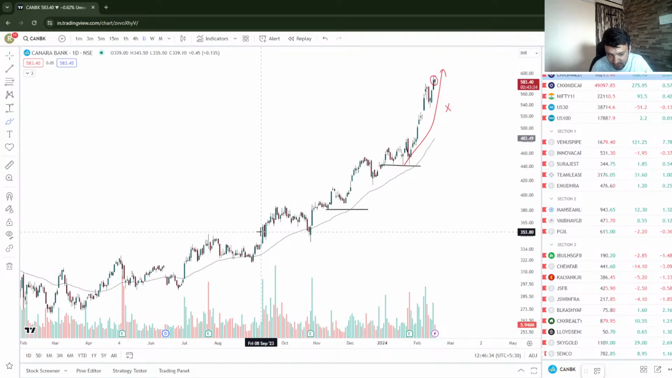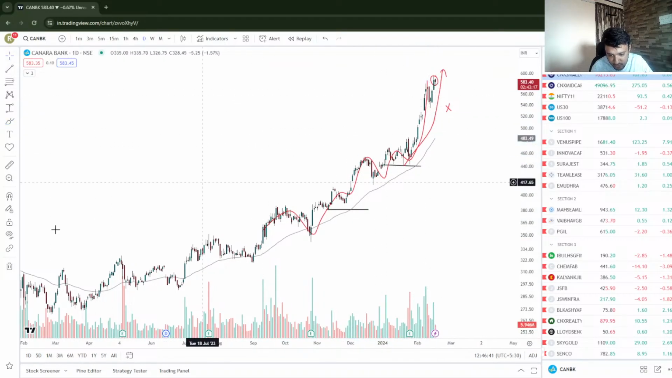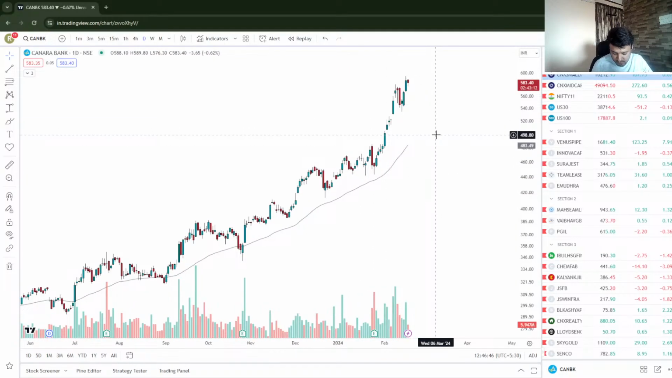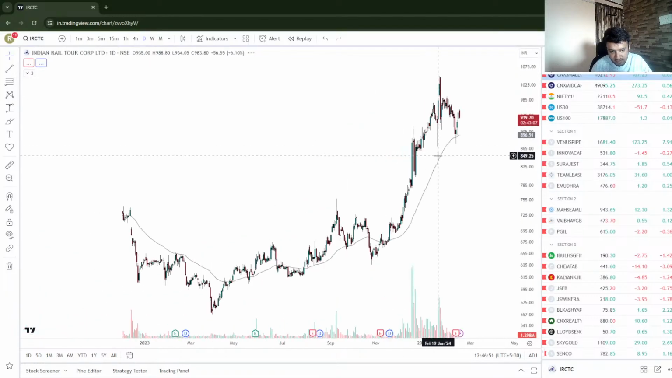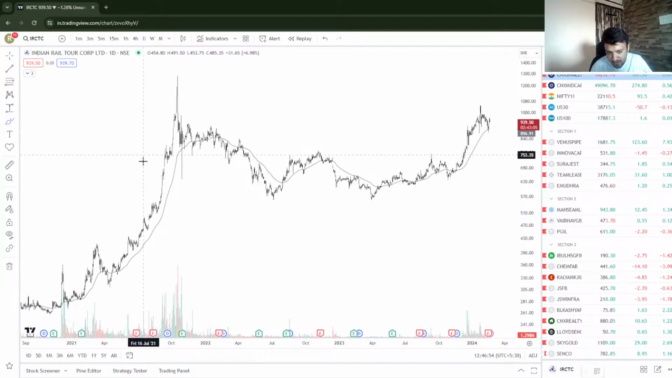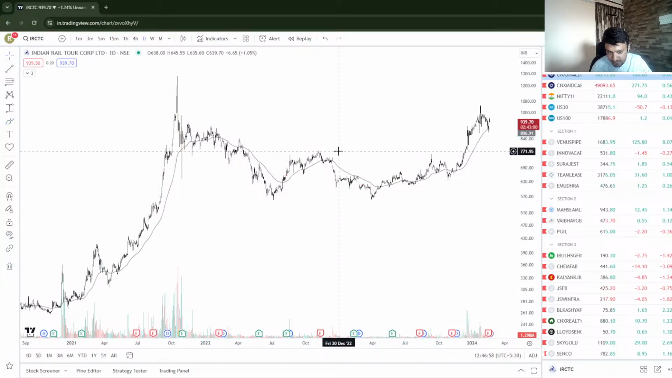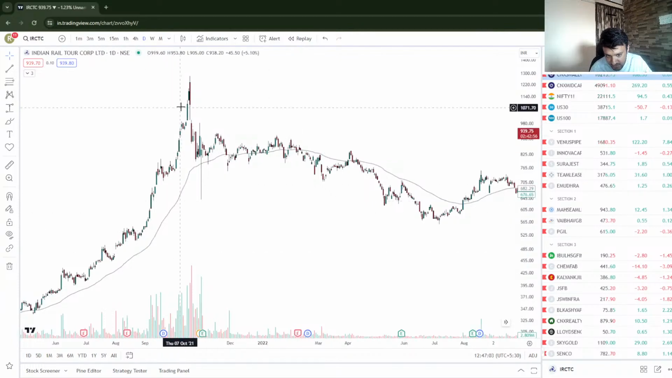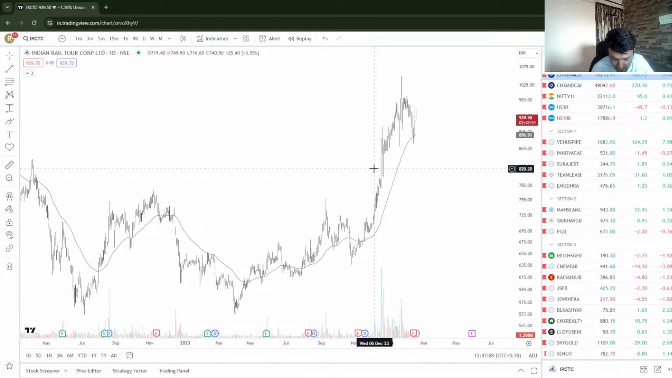If you have sat through all these pullbacks, that's a good thing because now it's gone parabolic, and this is usually where things stop, especially in a very popular stock like this. I'm not saying this will happen in Canara Bank, but whenever things go parabolic straight up, you usually stop out for a long time. This is obviously much bigger than Canara Bank, but just an example.